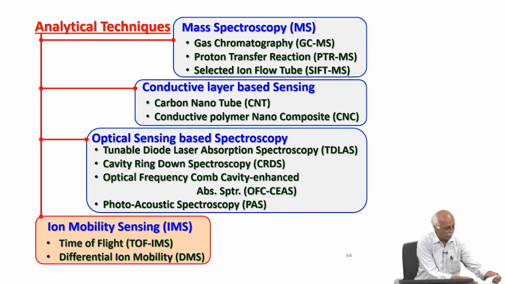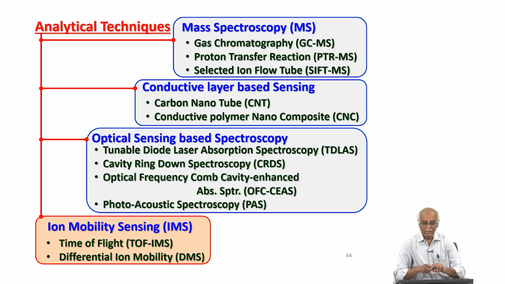So, we were talking about breath analysis, right. Before we go to the optical techniques, there are various approaches. Of course, mass spectroscopy is one approach, then semiconductor based sensing, using a conductive layer we can capture the information, okay, using a conductive based layer, we can do the sensing.